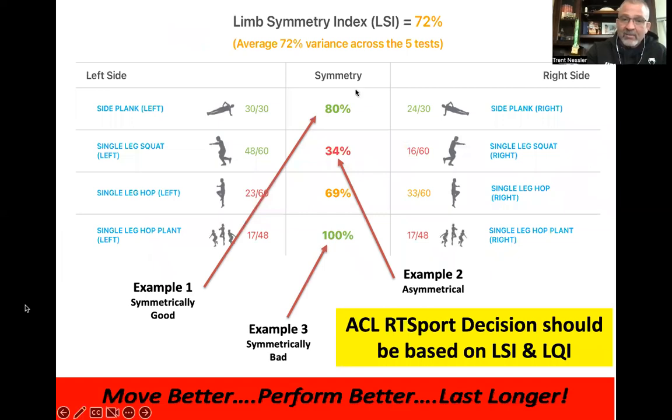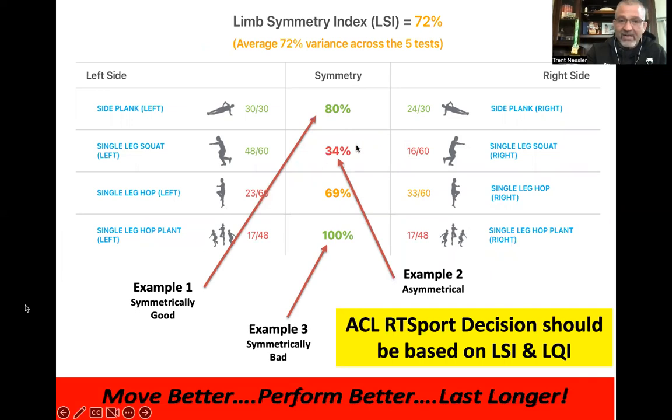This is our LSI report. And again, what it allows you to do is, at a very quick glance, see where your symmetry is at, but it also allows you to really analyze this. Like, this right here, they are 80% symmetrically good, because those are both in green, although there's some area of improvement that can be done here.